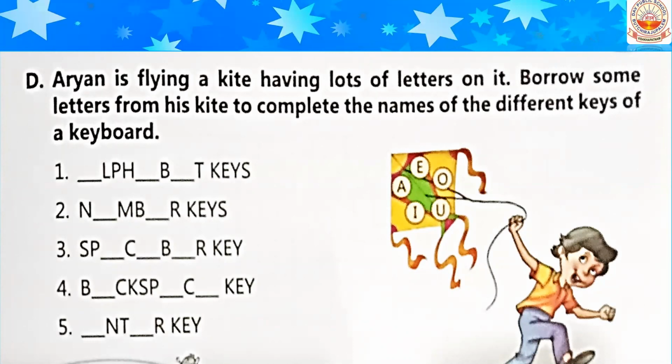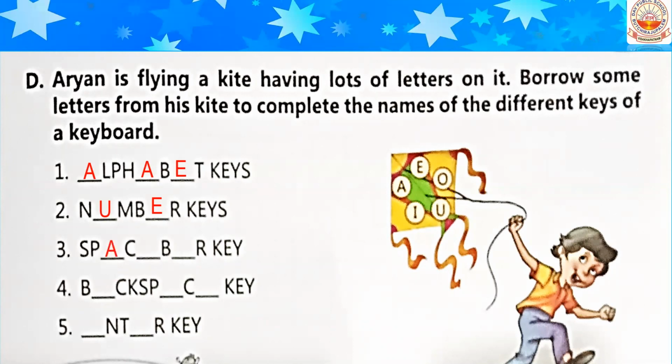Now see the first one and tell me what is it, children? It is alphabet. A-L-P-H-A-B-E-T. Alphabet keys. Okay. Now, see the next one. Can you tell me what is it? Yes, the second one is number keys. What is the spelling of number? N-U-M-B-E-R. Number keys.